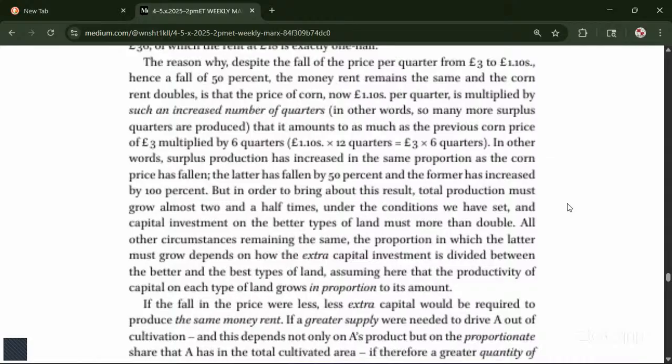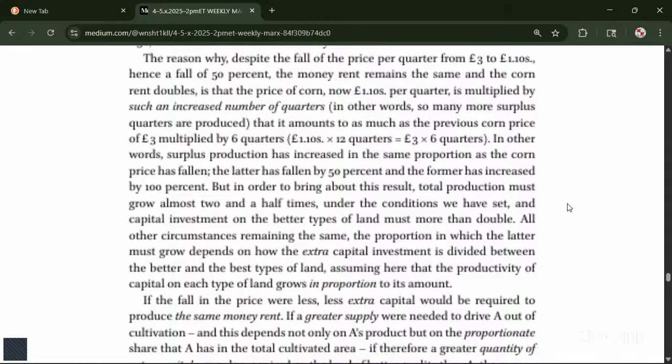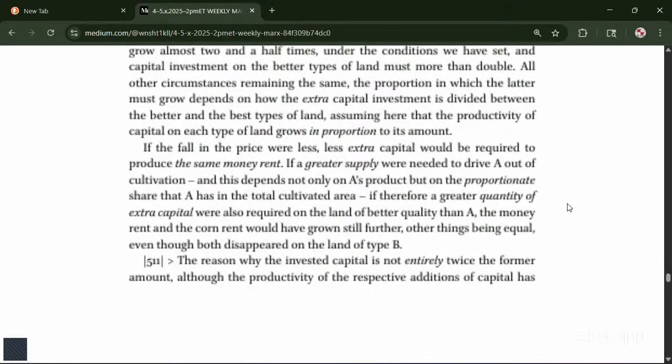If a greater supply were needed to drive A out of cultivation, and this depends not only on A's product, but on the proportionate share that A has in the total cultivated area. If therefore a greater quantity of extra capital were also required on the land of better quality than A, the money rent and the corn rent would have grown still further, other things being equal, even though both disappeared on the land of type B.